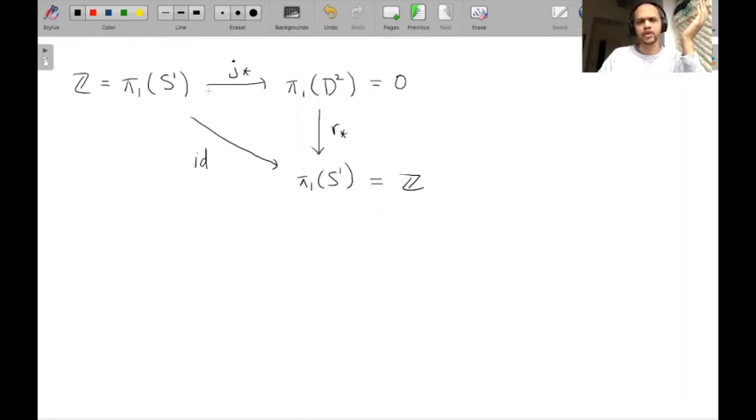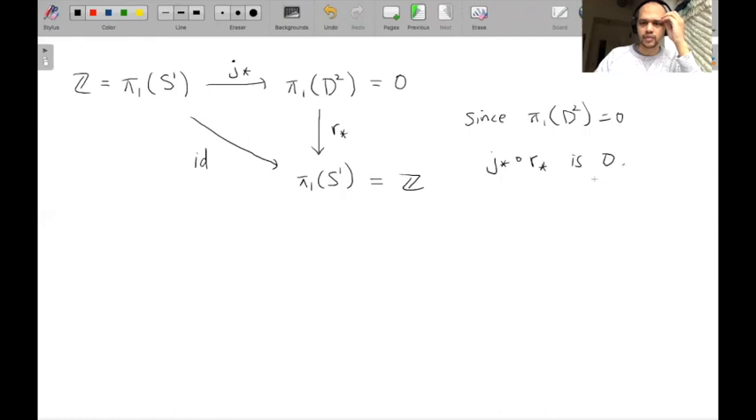Now this doesn't make any sense. We have the identity map, which factors through the zero map. Let me say it this way. Since pi1 of the disk is 0, the composition R star composed with J star is 0. But as we argued before, it is the identity map on Z, and that's a contradiction.